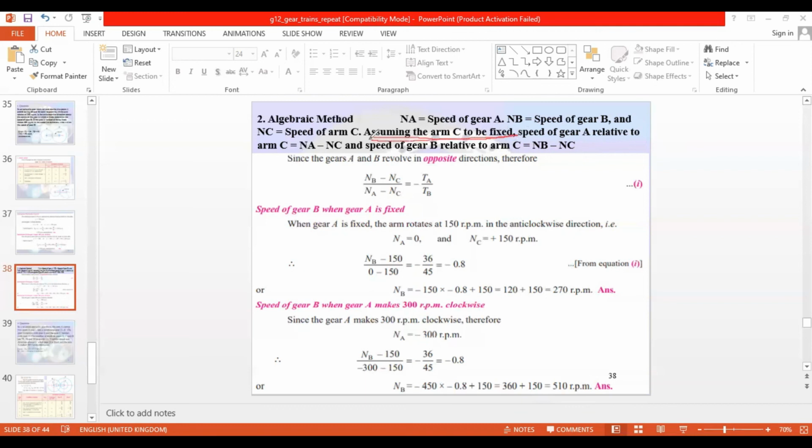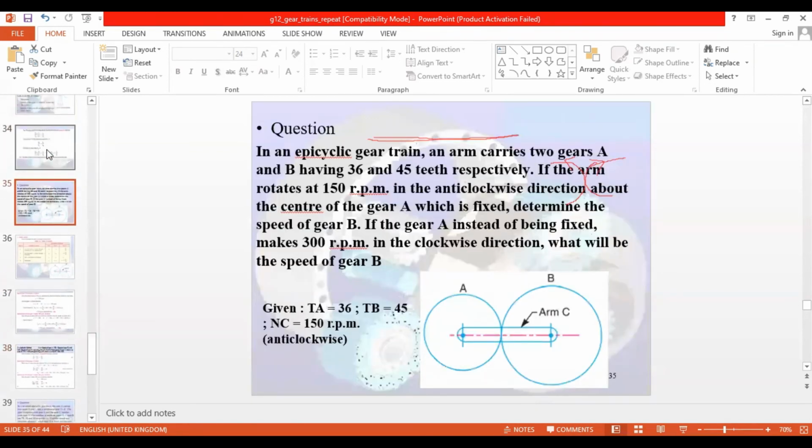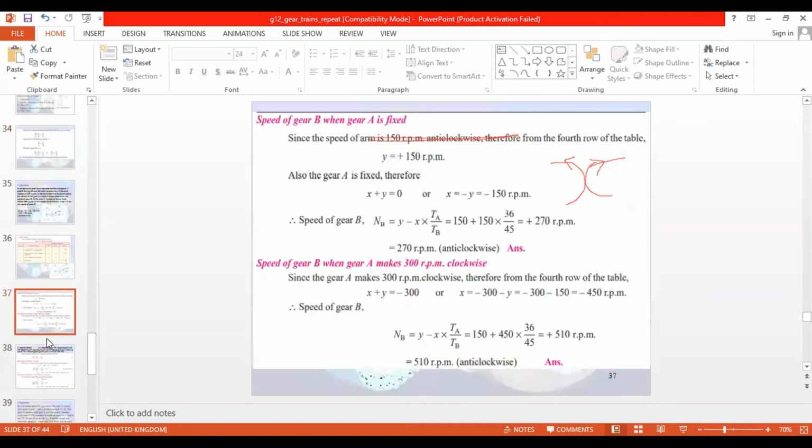Since the gears A and B revolve in opposite directions, as they are acting as simple gears, if A is rotating this way, B is going to rotate the opposite way. So we can use the formula. What is our formula saying? NB minus NC upon NA minus NC is equal to minus TA upon TB. This is the formula.